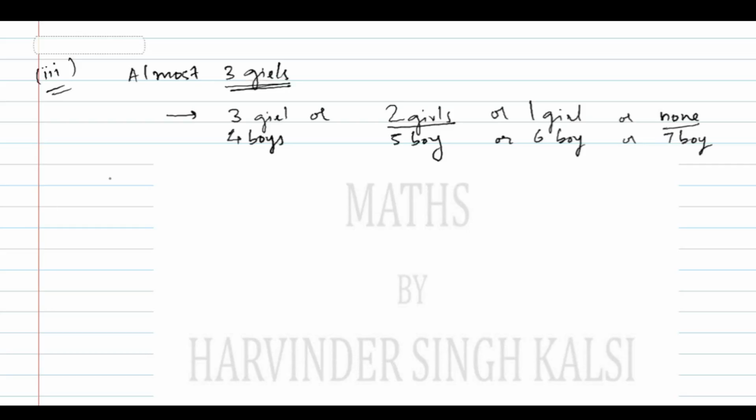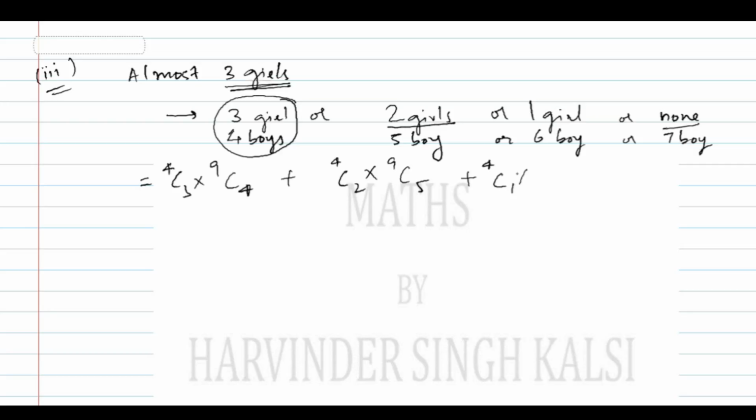So the number of ways of selection would be equal to the number of ways of selecting 3 girls and 4 boys, that is 4C3 into 9C4, plus 4C2 into 9C5, plus 4C1 into 9C6, plus 4C0 into 9C7. Okay, this we have calculated before also, so we are going to get this as 504.